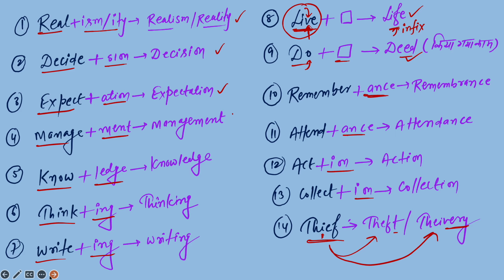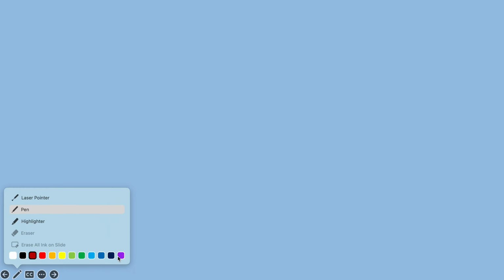Okay. Let me take some more examples. Just like if I take happy, tell me, what should I add with this? Not happier. Absolutely, I will use ness. Then it will be converted into happiness. Is it clear? So this is the suffix and this is a root word.